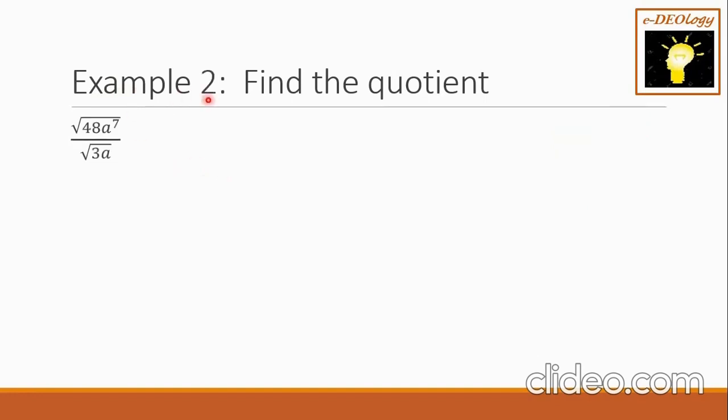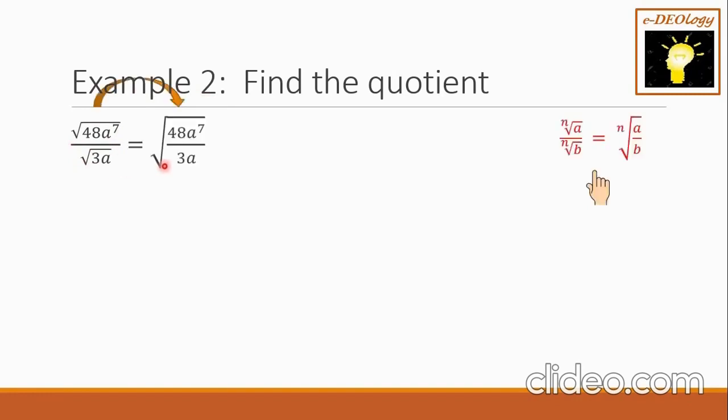Let's have example 2. The square root of 48a raised to 7 divided by the square root of 3a. This is equal to the big square root, and the fraction inside is 48a raised to 7 over 3a. So we apply now the quotient property here.